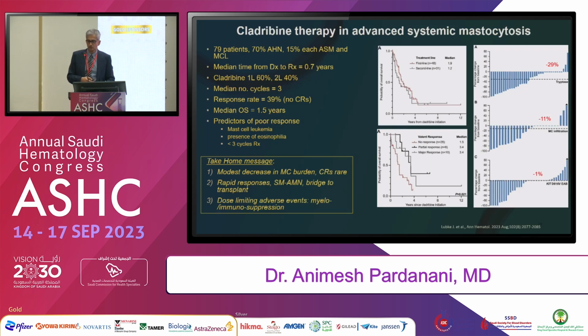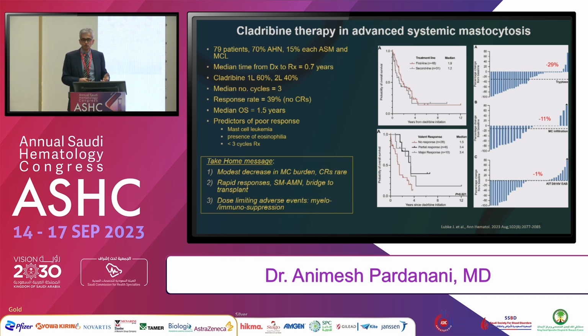And just one quick mention about cladribine. I think this drug still has a role for mastocytosis treatment. This is one recent trial, 79 patients, advanced mastocytosis. These patients received a median of 3 cycles. The response rate was 39% and no complete responses. If you look on the right side of the slide, the anti-mast cell effect is more modest. It's not quite as potent as avapritinib.